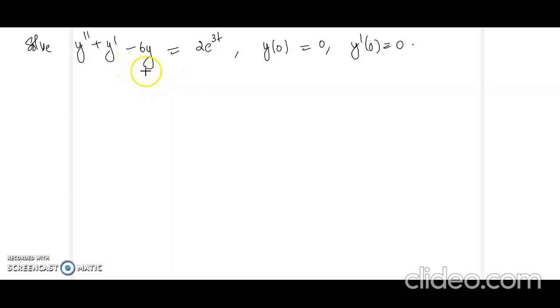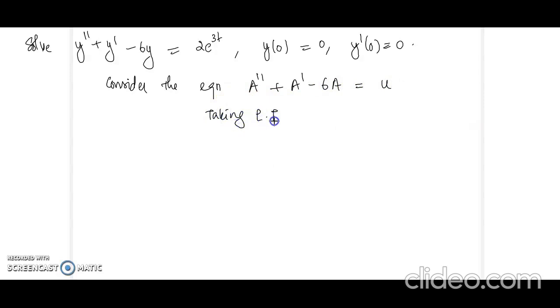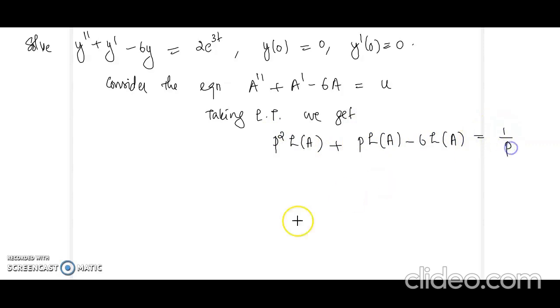So we are seeing the solution of this equation: y double dash plus y dash minus 6y equal to 2 e raised to 3t, y at 0 equal to 0 and y dash of 0 equal to 0. So consider the equation a double dash plus a dash minus 6a equal to u. So taking the Laplace transform we will get p square L of a plus p L of a minus 6 L of a equal to, this will be 1 by p.